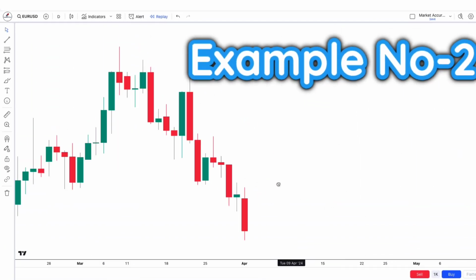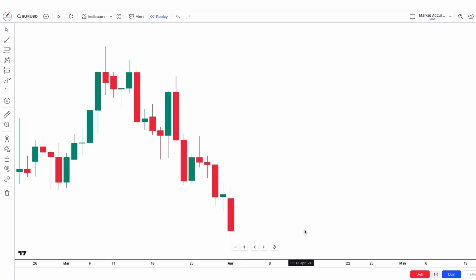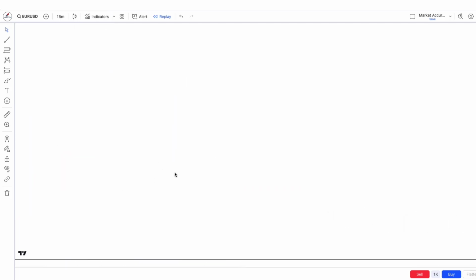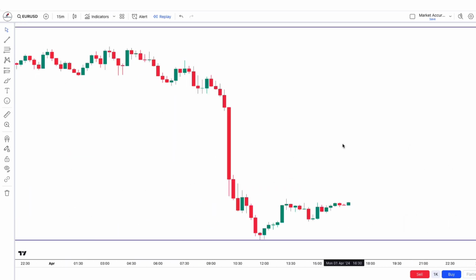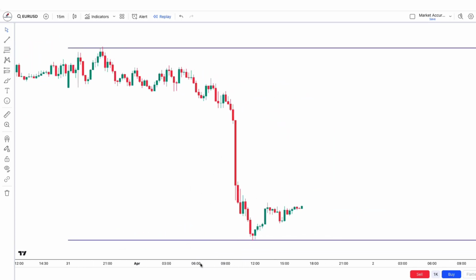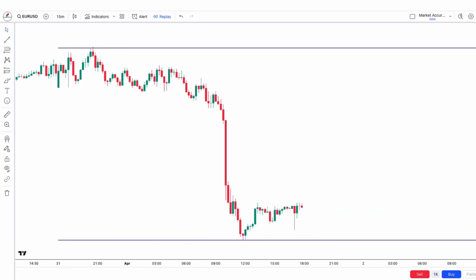So here is example number 2. And you can see we have the Monday candles. So I'm going to mark out the Monday low and Monday high. I'm going to drop down to the 15-minute time frame here. I'm going to wait for price to take out either the low or the high on Tuesday. You can see that the Monday low was taken out.